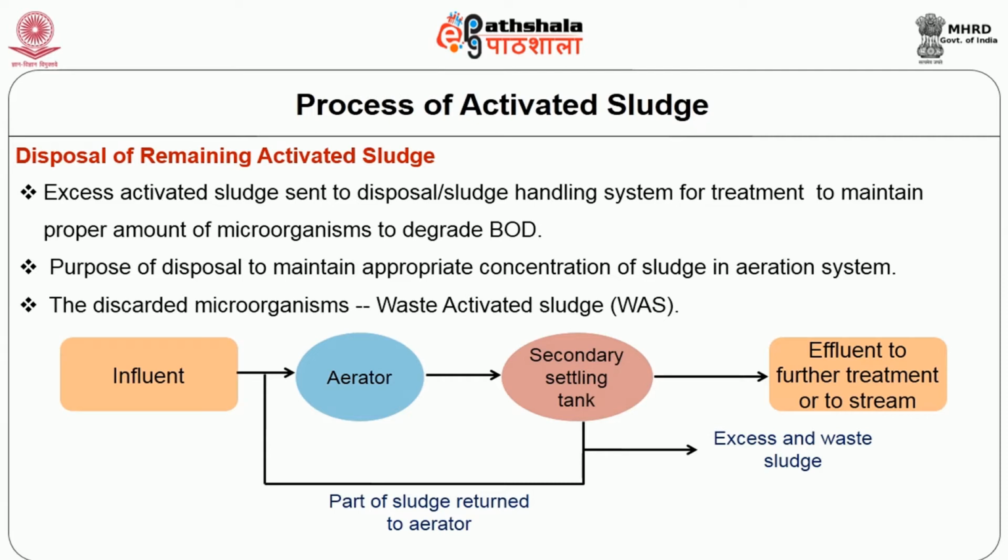In the secondary settling tank, the sludge will get settled, and part of this settled sludge will be taken back to the aerator, and the excess or remaining sludge will be disposed of or taken to a digester for further process. And from the secondary settling tank, the effluent will be taken to further treatment or to the stream. So this is the process of activated sludge.